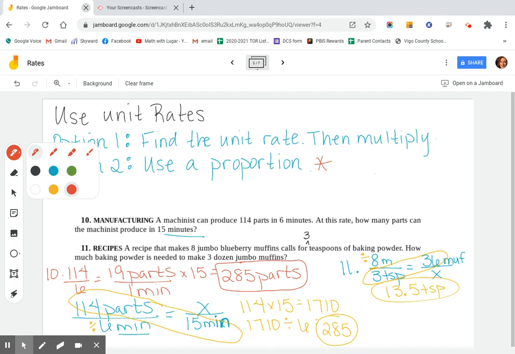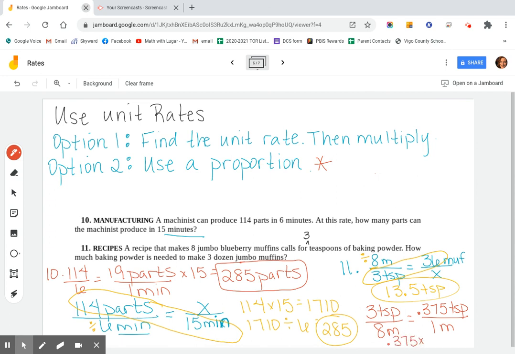So what I really need to do then is take 3 teaspoons over 8 muffins. If I divide that, 3 divided by 8 gives me 0.375 teaspoons for every 1 muffin. And now I want to make 36 muffins. So now I can do 0.375 times 36. And that also will give me that 13.5. But that one got a little bit tricky knowing which value to put on top.